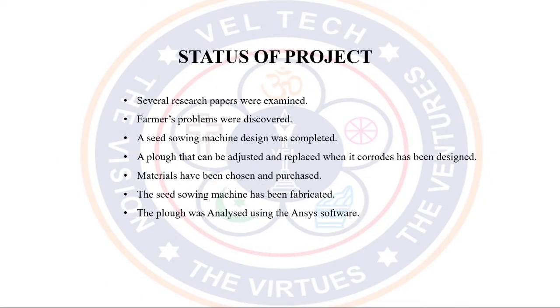Status of project. 1. Several research papers were examined. 2. Farmers' problems were discovered. 3. A seed sowing machine design was completed. 4. A plow that can be adjusted and replaced when it corrodes has been designed. 5. Materials have been chosen and purchased. 6. The seed sowing machine has been fabricated. 7. The plow was analyzed using the ANSYS software.